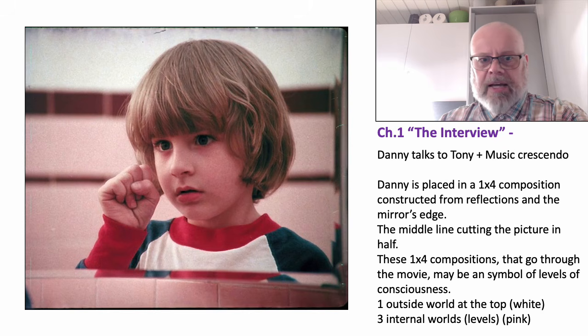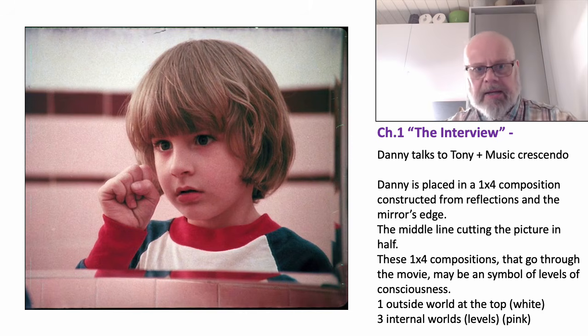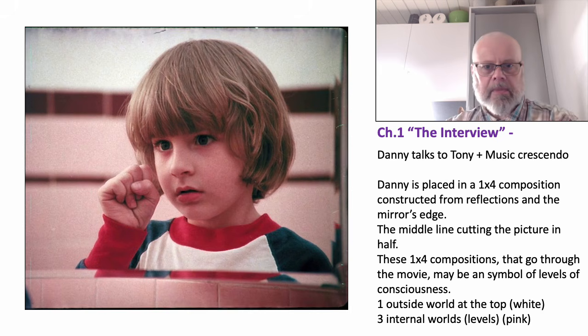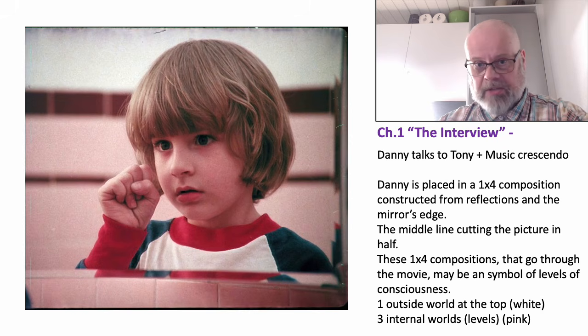So I think this will be the last one. It's just before what I call the first breakdown, where we see the blood elevator, right? Danny talks to Tony. Plus there's a music crescendo. It sort of rises, right? Danny is placed in a 1 by 4 composition. 1, 2, 3, 4, right? Levels here. There's an outside and 3 levels of consciousness here, right? The middle line cutting the picture in half. The 1 by 4 composition that goes through the movie may be a symbol of levels of consciousness: 1 outside world, white, and 3 internal worlds, pink.